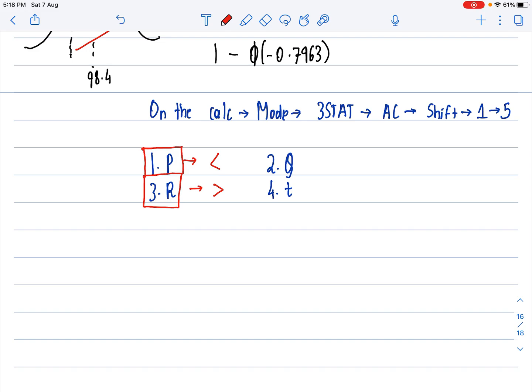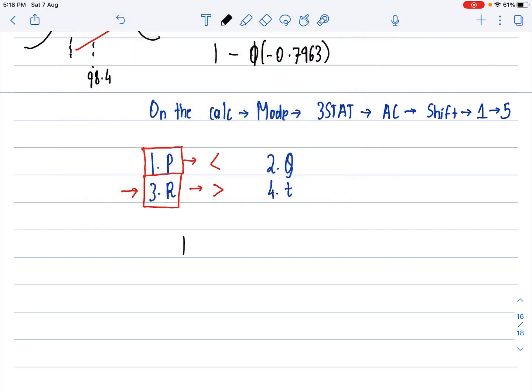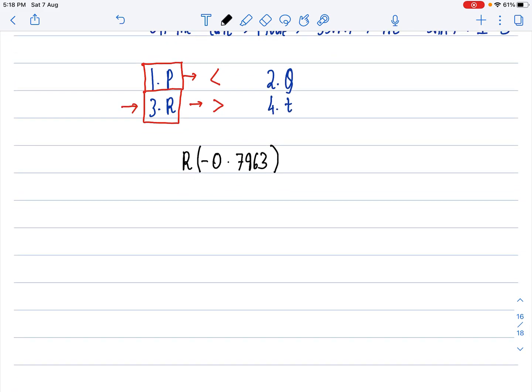This is continuous. Correct? So in this case, what are you calculating simply? You're calculating more than. So I click on option 3. Correct? So when I click on option 3, on the display, you'll basically get R with a bracket. Now you basically put the value, which is minus 0.7963. You input this and you simply click on equal to. So you get your answer as 0.7871, which you can simply write to 3 significant figures as 0.787, which is basically your final answer.